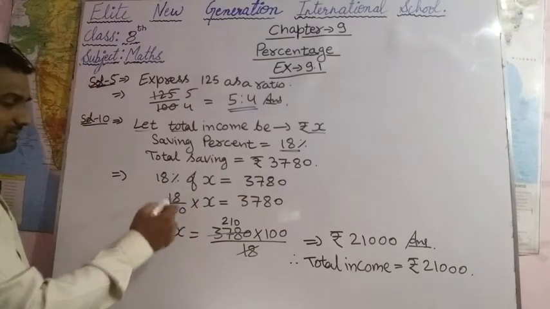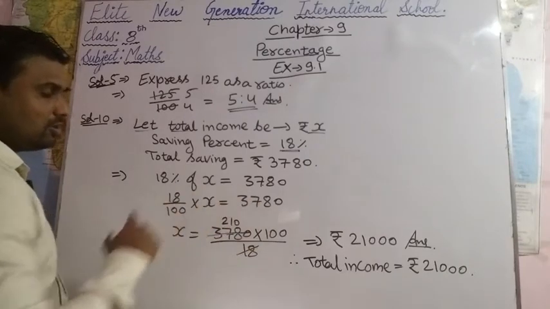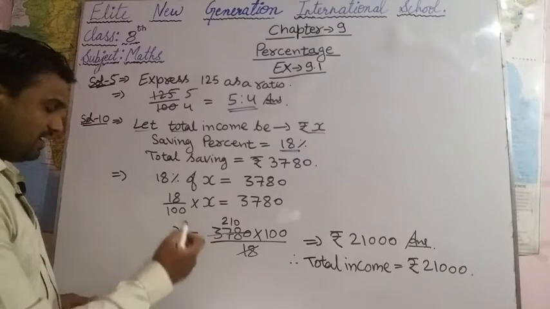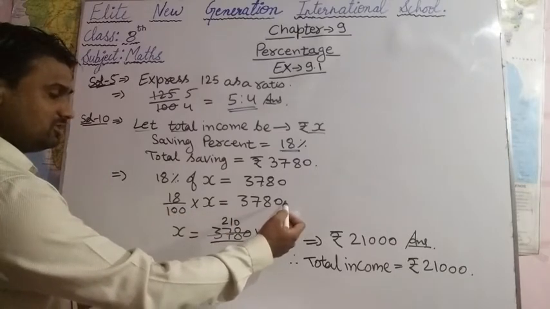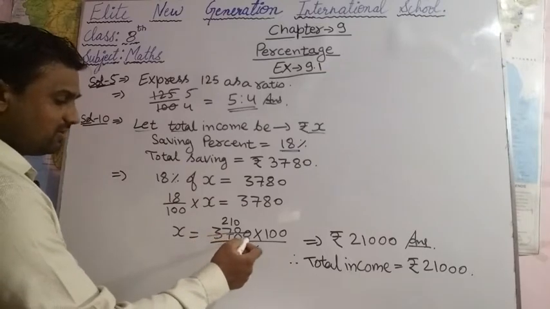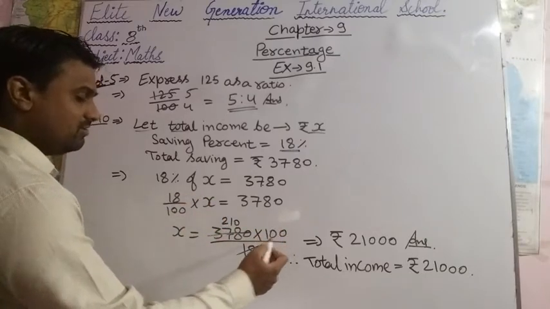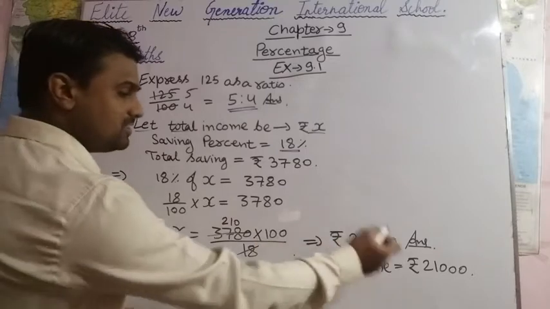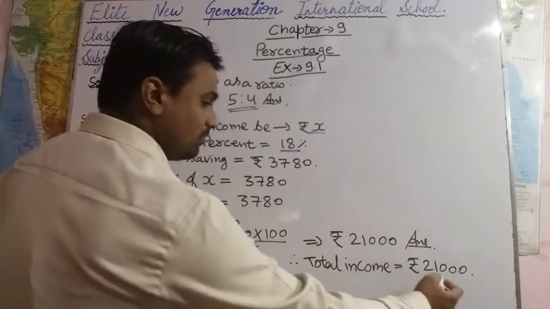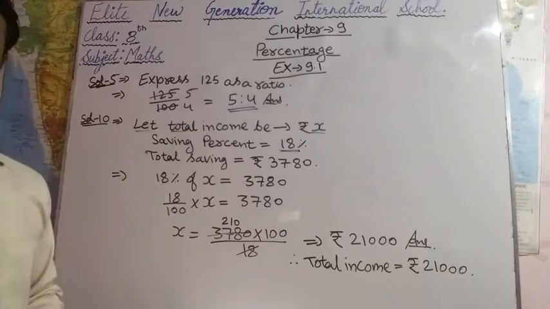Here 18% of x means 18 upon 100 into x, which will be equal to 3780. Now for finding the value of x we can cross multiply. So 100 will be multiplied by 3780 and divided by 18. Dividing 3780 by 18 gives 210, and 210 multiplied by 100 is rupees 21,000. So we can say that the total income is rupees 21,000.